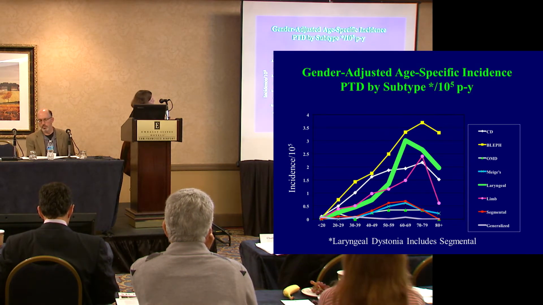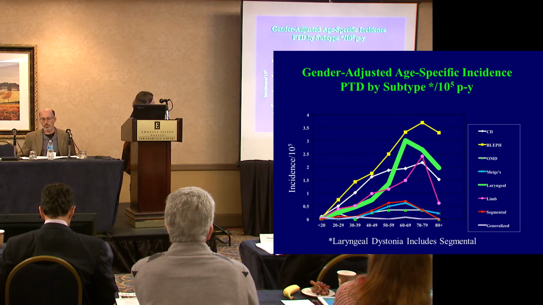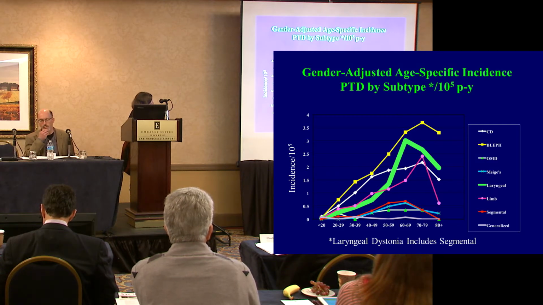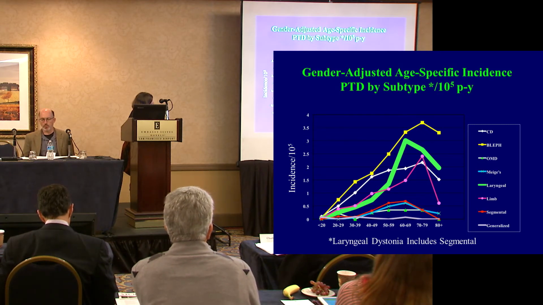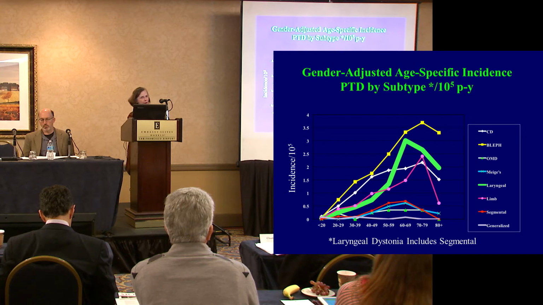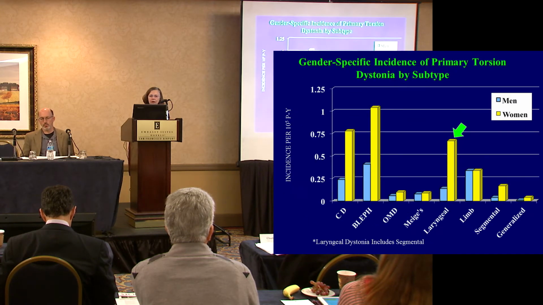This just shows, looking by gender, so adjusting for the numbers of men and the numbers of women in the underlying population to avoid skewing, looking at the pattern over years of age. So this is less than 20, this is 80, and as you can see, this big green line is laryngeal dystonia. It goes up with increasing age, and then becomes a little bit less common, not prevalence, but incidence, so number of new cases later in life.